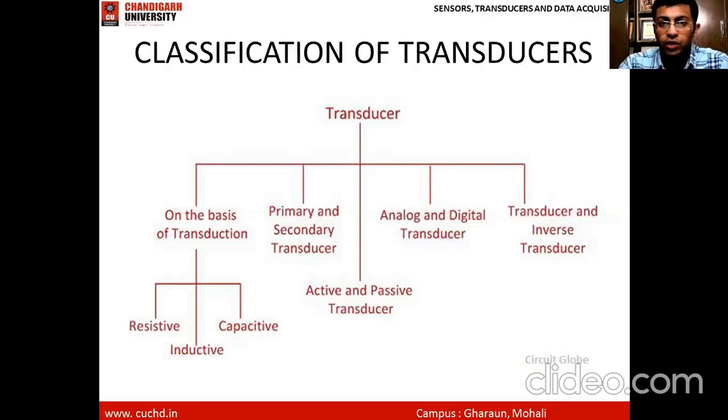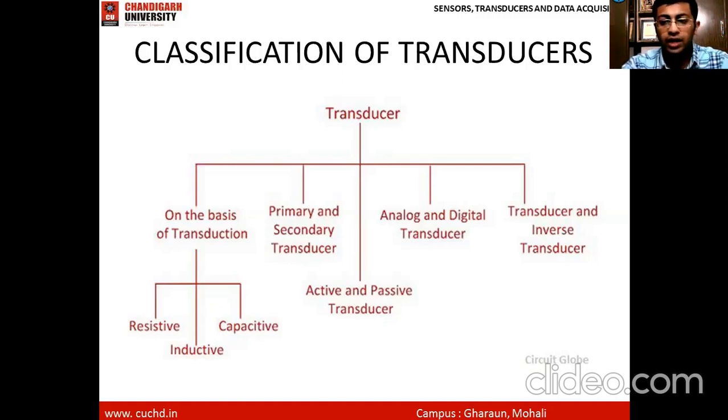Like the resistive one, you have potentiometers. The simplest example of a potentiometer is your fan regulators, the voltage regulator devices. Inductive proximity sensors are there, capacitive sensors are there, many sensors are there. So these are on the basis of their operating principle. If you are using a resistive transducer, that will be based on resistive transduction, or inductive, or capacitive. Now the next classification is primary, secondary, active, passive, analog, digital, transducer, and inverse transducer.